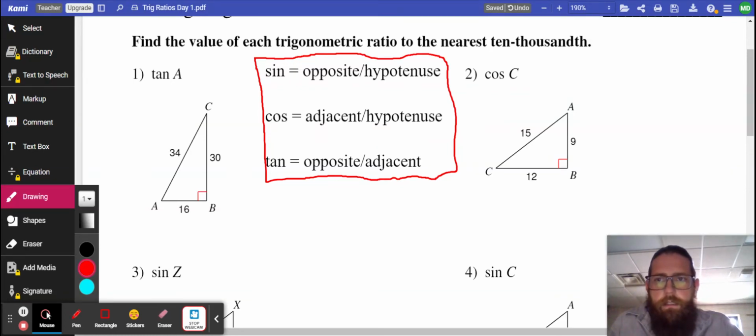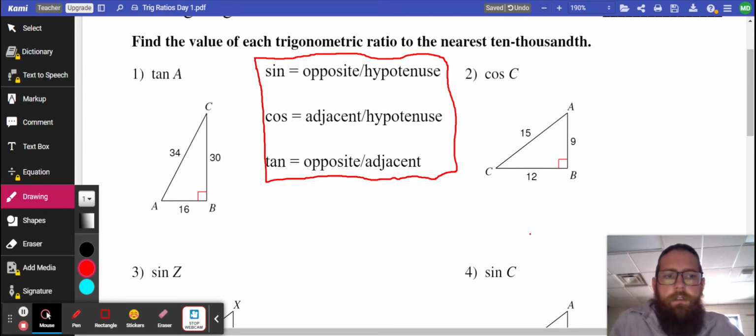Hello. Today we're going to be talking about sine, cosine, and tangent of angles on a triangle. So a little vocab first here. Make sure you've done the first worksheet, which helps you identify opposite, adjacent, and hypotenuse.